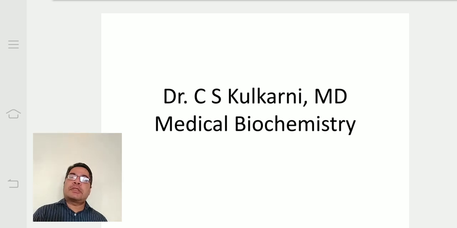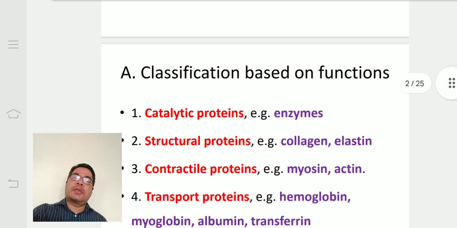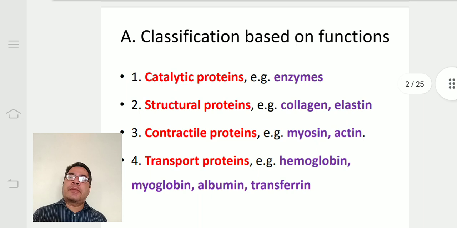In the last session, we dealt with denaturation and precipitation reactions of proteins. In today's session, we will study about classification of proteins. Classification based on functions.